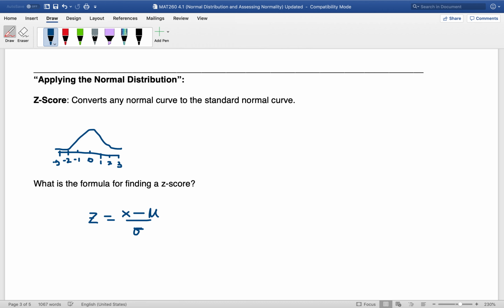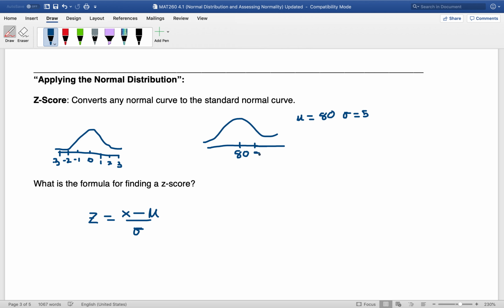So say we wanted to find the areas, the probabilities of a certain test. And we're going to say the test average was 80 and the standard deviation was 5. So we're going to say mean 80 and standard deviation is 5. So we can't use the chart here because we don't have a mean of 0 and a standard deviation of 1. So that's what the z-score is going to help us do.